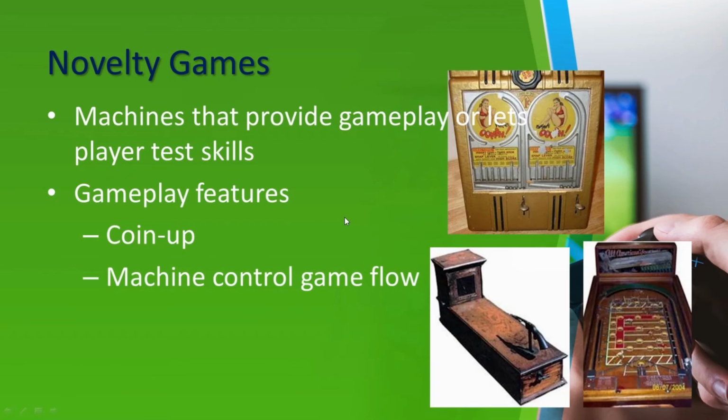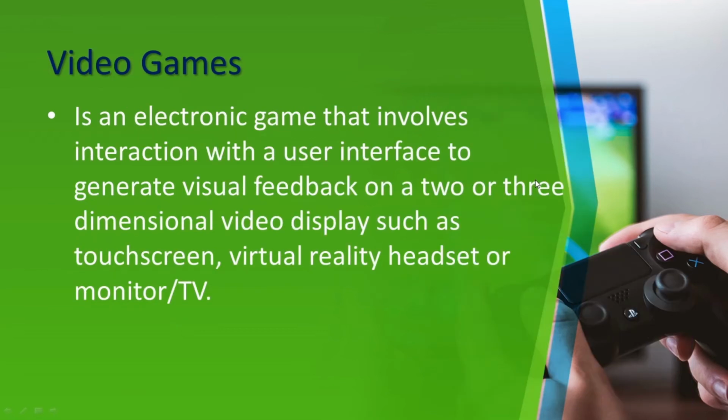Next, we have novelty games. So machines that provide gameplay or let players test skills. So gameplay features: coin-operated machines control game flow. So these are some of the examples. So usually you'll be seeing this type of game in arcades. Okay, let's say shooting games in arcades. Okay, etc. Now let's proceed with video games.